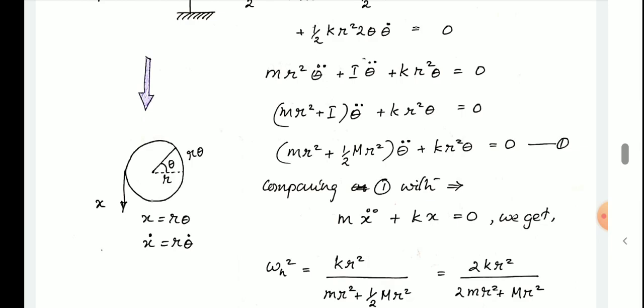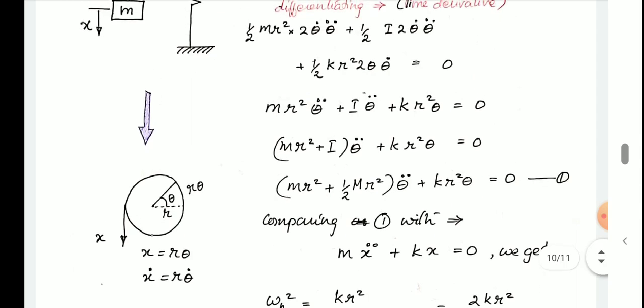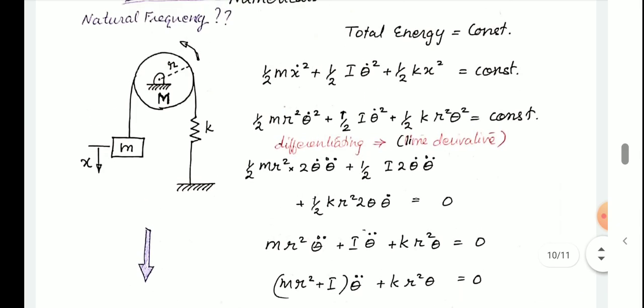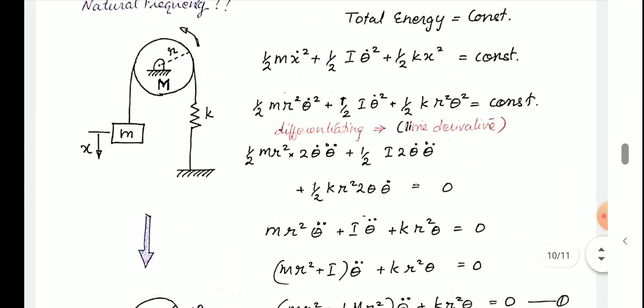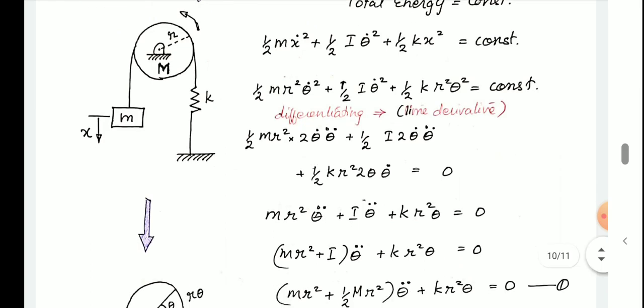So substituting x equal to r theta and x dot equal to r into theta dot in the first governing equation, we can rewrite the equation as half m r square theta dot square in place of x dot square, plus the second term remains the same, half into I theta dot square, plus in place of x square for the third term, use r square theta square.